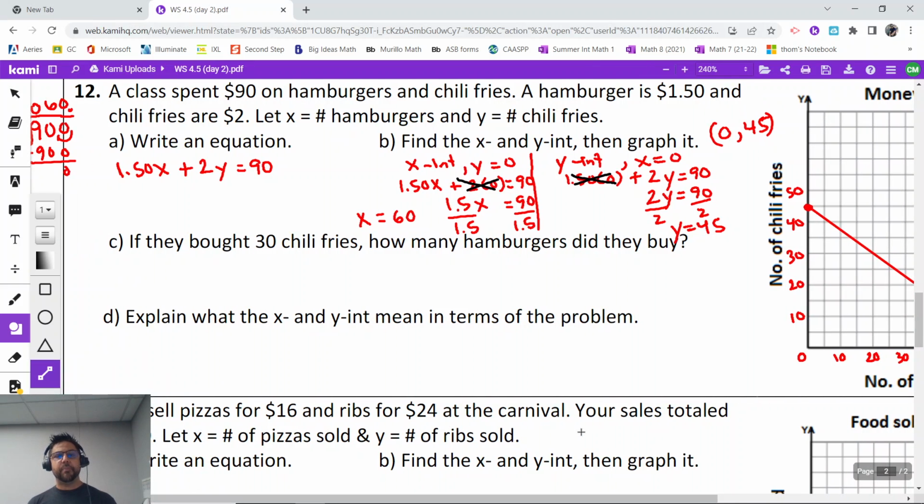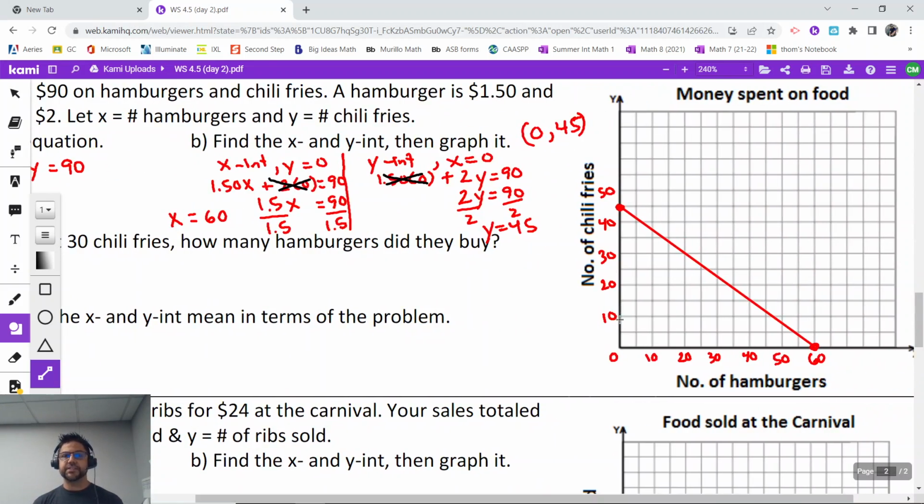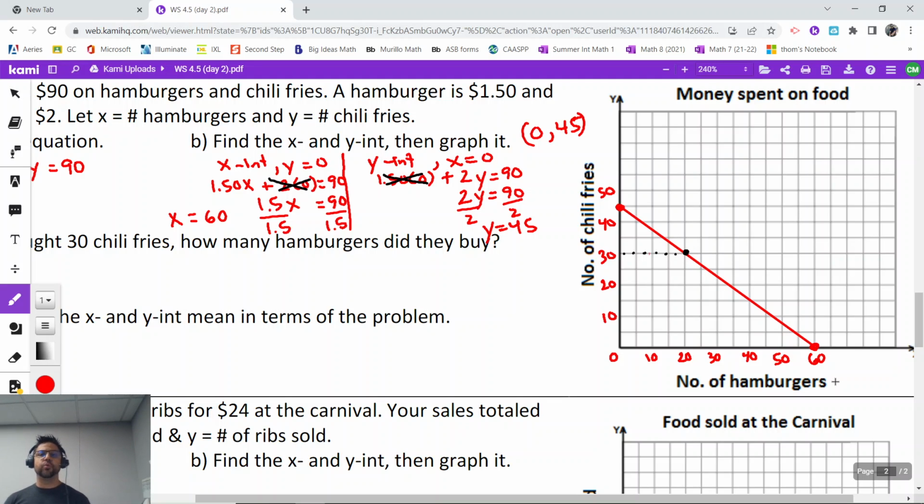It says if they bought 30 chili fries, how many hamburgers did they buy? Now, one way is to look at the graph. So looking at the graph, it says 30 chili fries. So if I look on the y-axis, that's the chili fries. And if I count over, let me put little dots there. From 30, if I count over, I could eventually stop there. But this method is only reliable, and then I look down, if your graph is like perfect. So that would be 20 hamburgers.